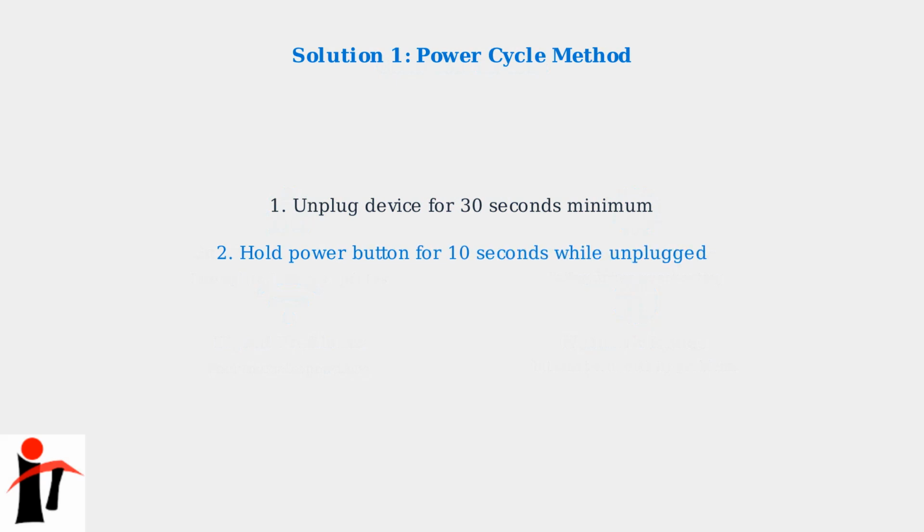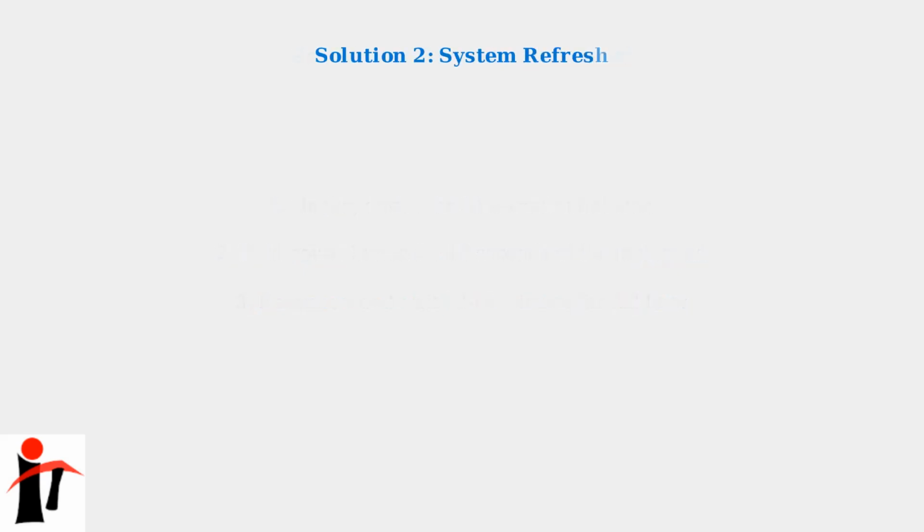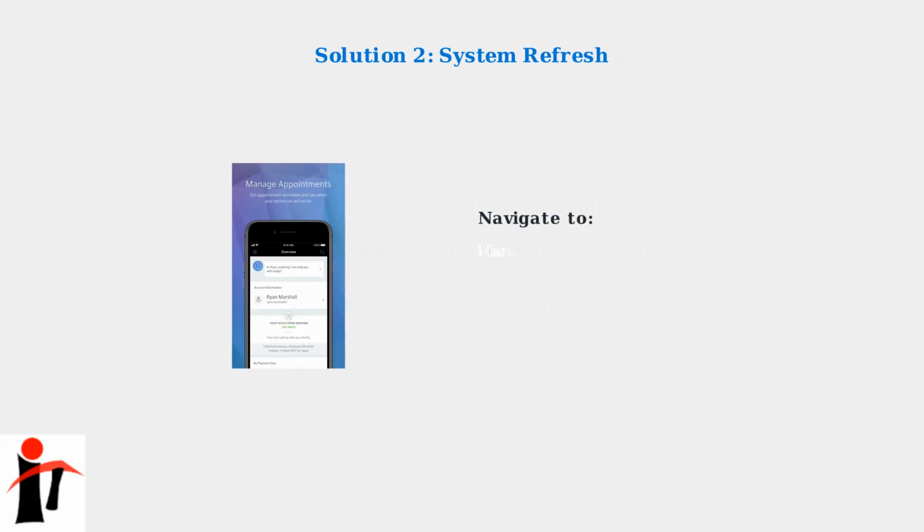The first solution to try is the power cycle method. This simple technique resolves many boot loop issues by completely resetting the device's power state. If power cycling doesn't work, use the Xfinity My Account app or website to initiate a system refresh. Navigate to Manage TV, then Troubleshoot, then System Refresh. This process takes 10 to 15 minutes and resolves 60 to 70% of boot loop issues.